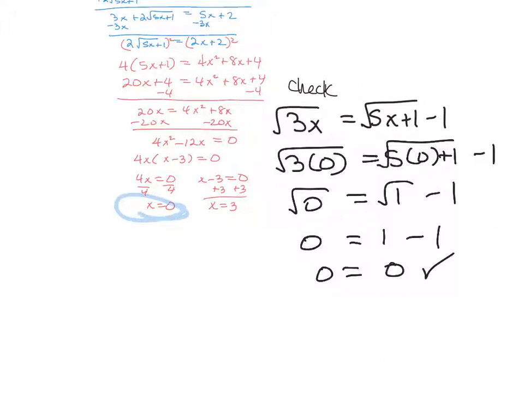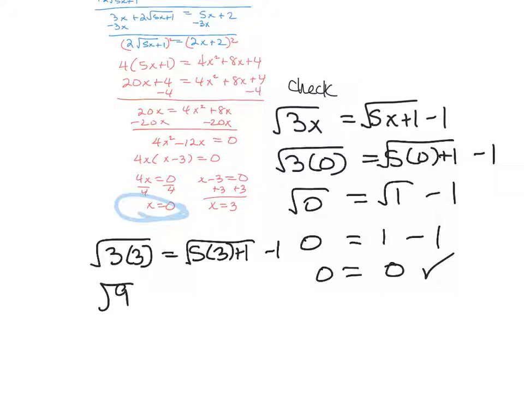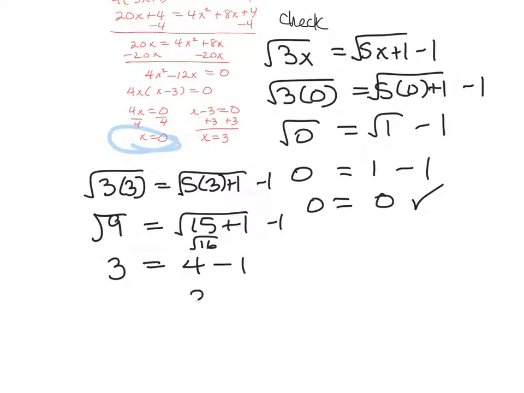Let's check that x equals positive 3. So again, if I plug it in, the square root of 3 times 3 equals the square root of 5 times 3 plus 1 minus 1. 9, 15 plus 1 minus 1. Square root of 9 is 3. 15 plus 1 is 16. Square root of 16 is 4. 4 minus 1 is 3. 3 equals 3, it checks. So I have another good solution. So my answers here are 0 and 3.